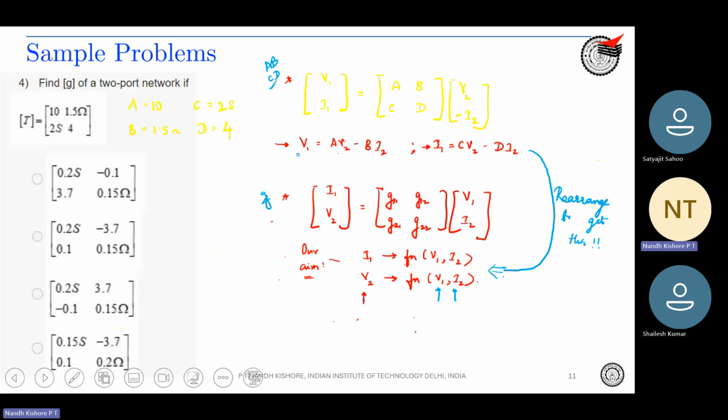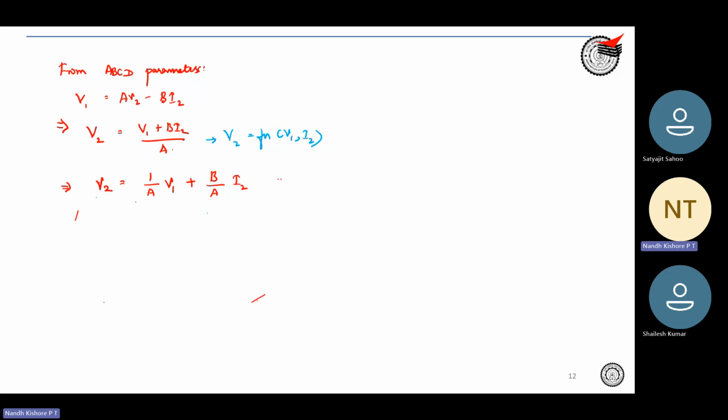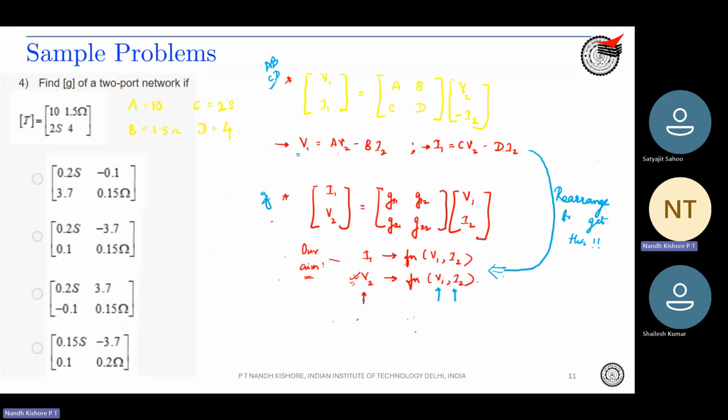So you compare with this particular expression. We wanted V2 as a function of V1 and I2, and we have got V2 as a function of V1 and I2, correct? I can rewrite this expression as V2 is equal to 1 by A V1 plus B by A I2. Okay, this would be one equation. So we have got what is V2.